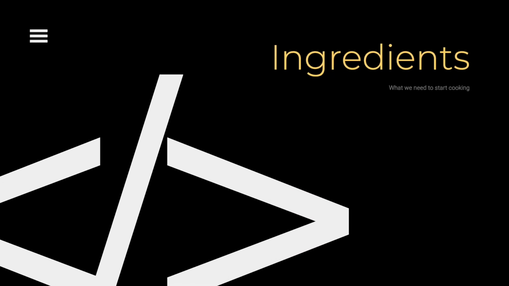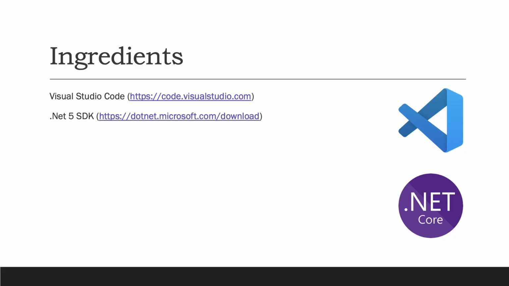So what are the ingredients? We need basically two things. We need Visual Studio Code and .NET 5 SDK. You can find the links on the screen or in the description down below, and the installation process is very straightforward. Now let's jump into coding.